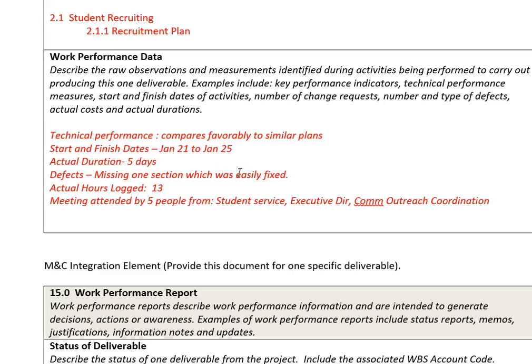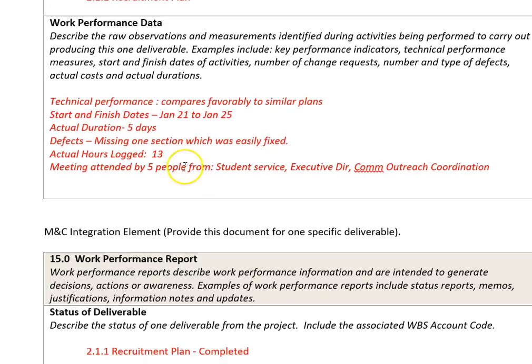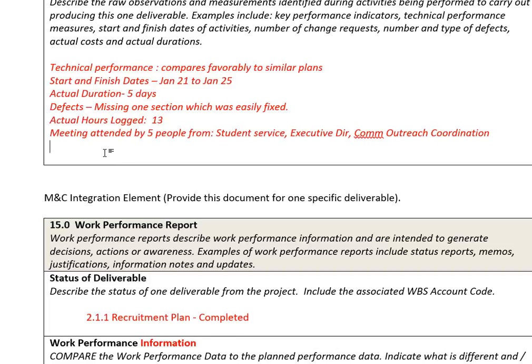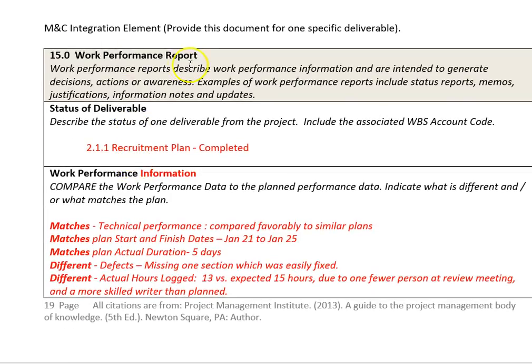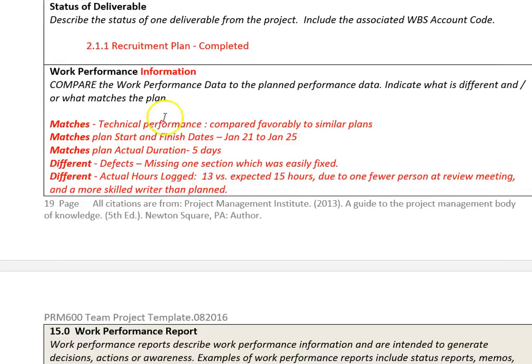As we actually did the work, we noticed that we had one missing section, but that got fixed. And we actually logged 13 hours. And there was a meeting that was attended by 5 people. By themselves, work performance data is not terrifically useful. But if we go back and we look at work performance information, that's where we take the raw data and make it usable. So we can compare work performance to actual performance. So we know that the technical performance matched.